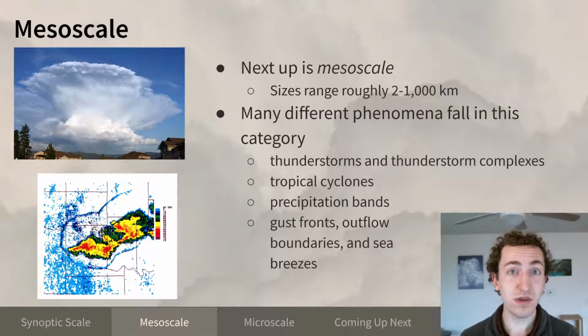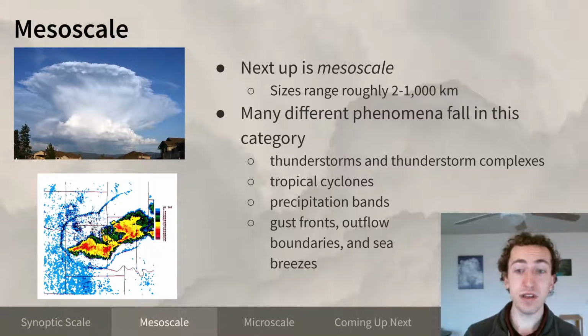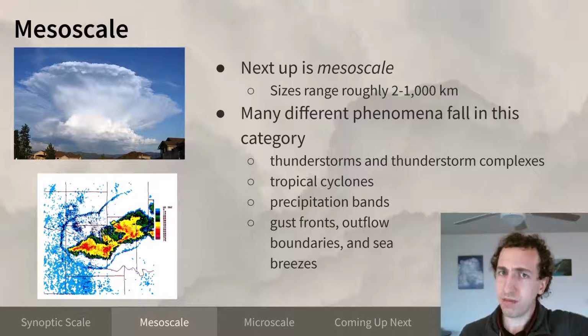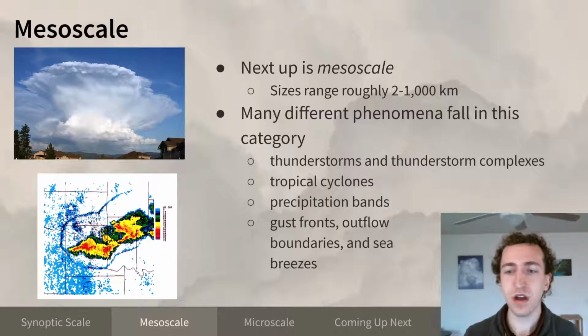Precipitation bands within various systems fall into mesoscale categories, as well as smaller boundaries of air. Fronts are typically, the broad scale fronts are in the synoptic category, but our little fronts, things like gust fronts and outflow boundaries, which we'll talk about in just a couple of slides, and also sea breezes, fall into this mesoscale category.